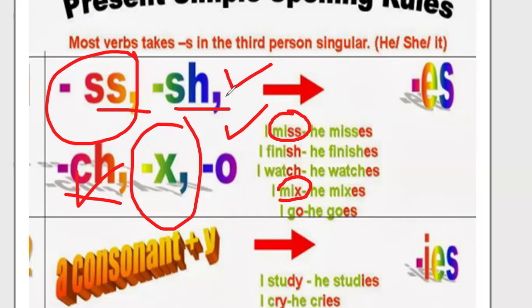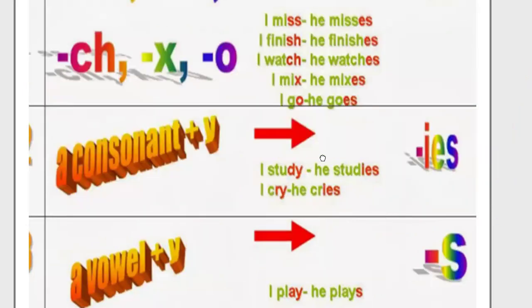And this is the reason why we add es, and the pronunciation: misses, finishes, washes, mixes, goes. They do? Does? No, right? Does. It changes a little bit. Approximately the pronunciation, does. Okay, you see? Next group. Well, then let's go to the last one.